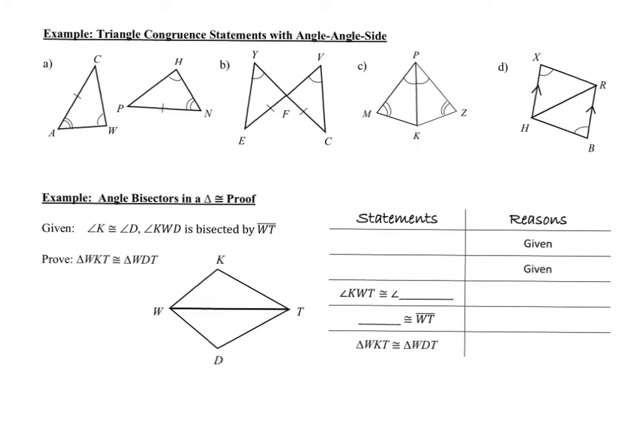So let's take a look at a couple examples using some congruency statements with angle, angle, side. So notice we have an angle here that's congruent to this angle, and then angle A would be congruent to angle N, and then they both have a common side. So if I start at angle W and move in this direction, I'm going to name this triangle WAC. How would you name the second triangle?